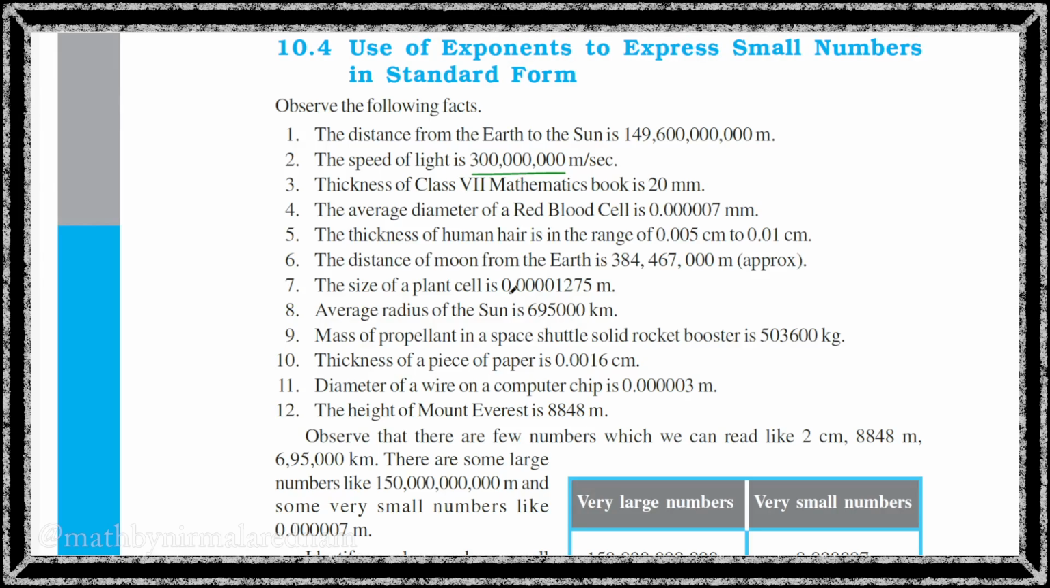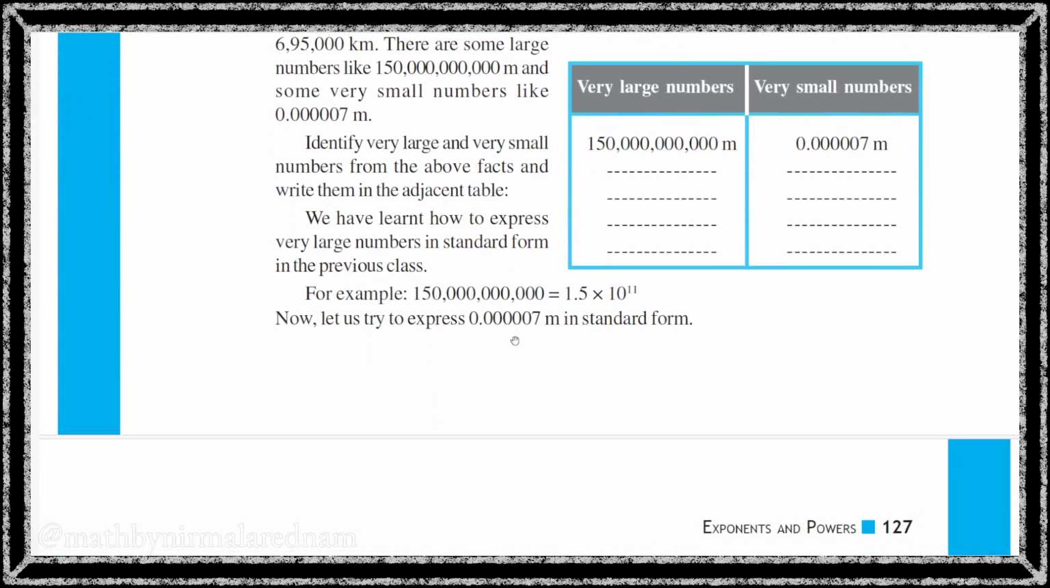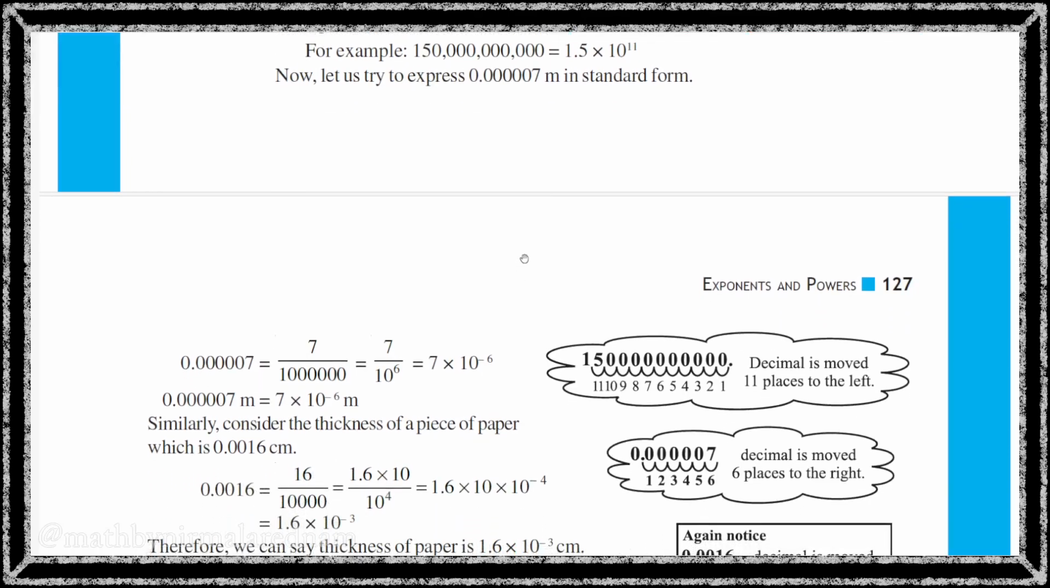Similarly, height of Mount Everest, or diameter of the wire of a computer chip, for all these things you're going to use the standard notation, the standard form of exponential form, in order to express them, right? So it's very important that you understand when someone says, for example, 1.5 into 10 power 11, you know that if I expand it, this is the number that I get.